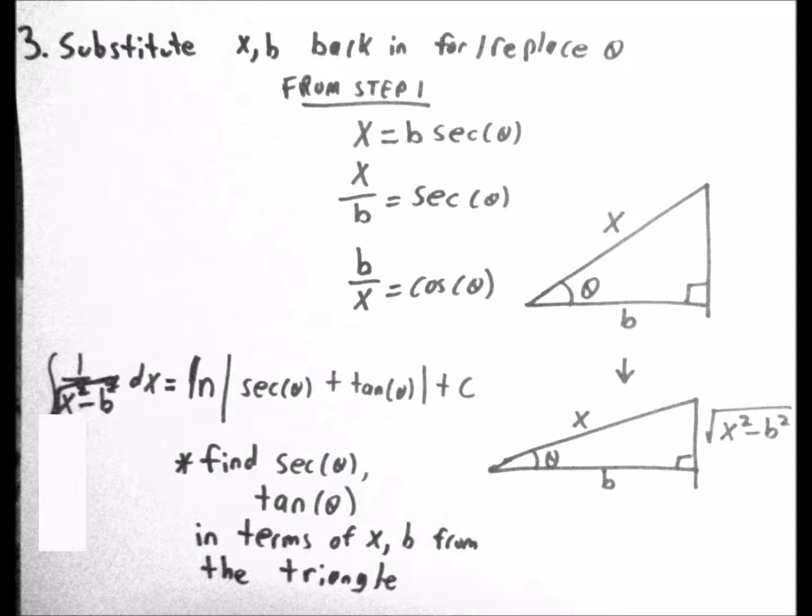So remember, we substituted in b secant theta for x. So we have an expression relating theta and x and b. So we want to find out what secant theta and tangent theta are in terms of x and b. And using the triangle, we know that secant theta is x over b, and tangent theta is the square root of x squared minus b squared over b.